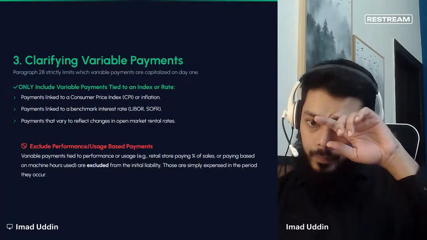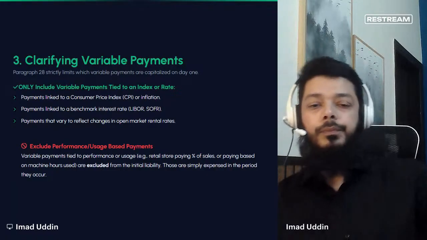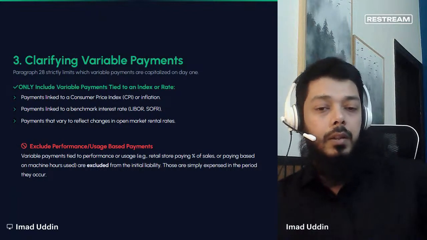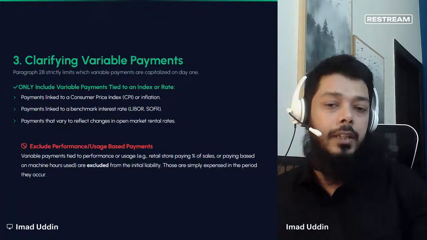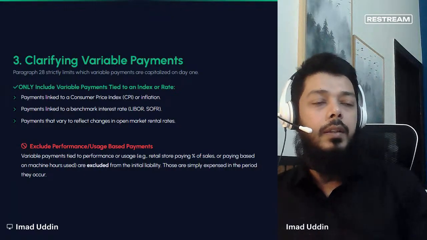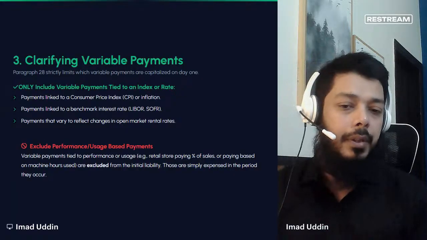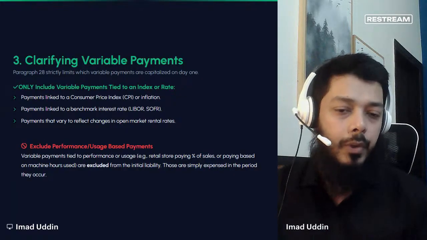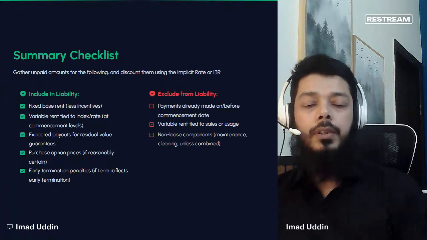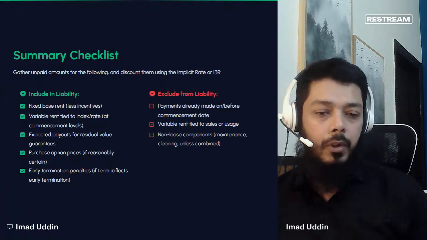And so the treatment for variable lease payments that are not linked to an index or rate is that they are expensed out in the month or in the period in which they are incurred. So I hope this clarifies the initial measurement of lease liability.